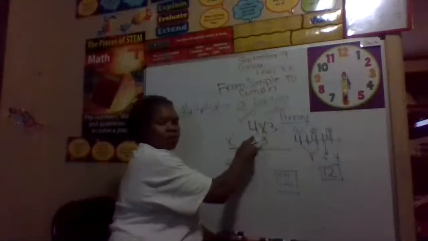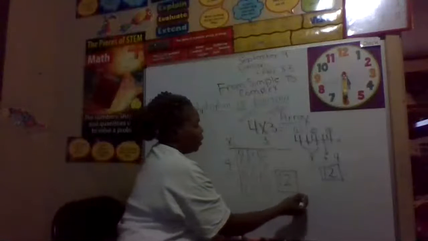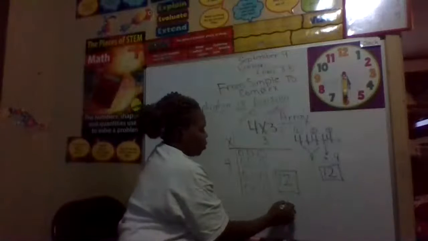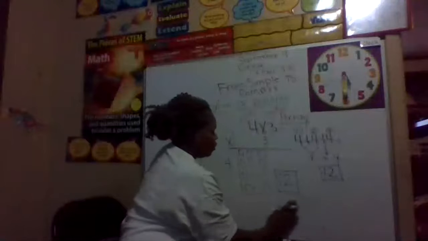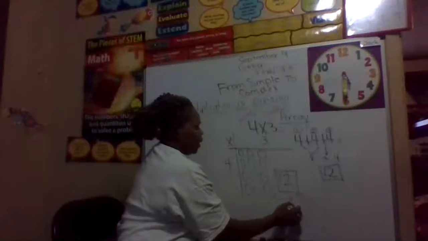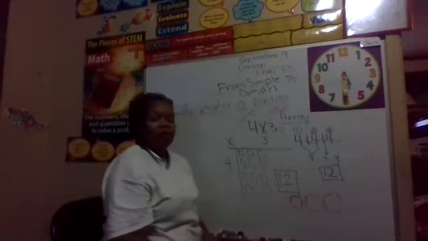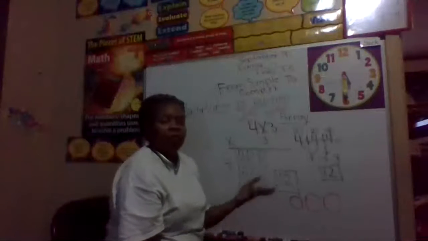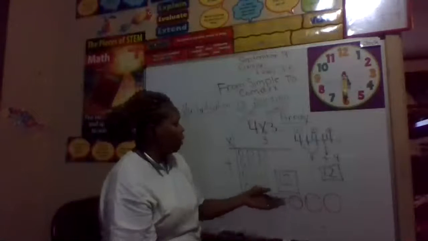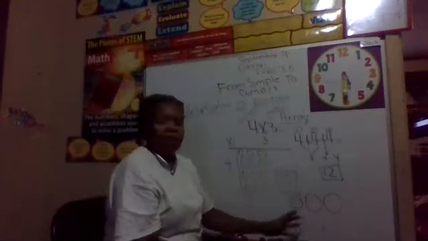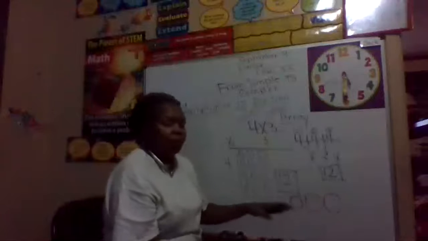So, how many circles do you think we need? 4. We need 4 circles. 1, 2. Actually, we need 3 circles, because the 3 is telling us how many times. 1, 2, 3. Now, you don't have to use circles. You can use squares, triangles, whatever kind of shape you want, as long as you have the right amount here. Doesn't matter what size they are. They don't have to be all the same size. It doesn't matter, as long as you have the information correctly.